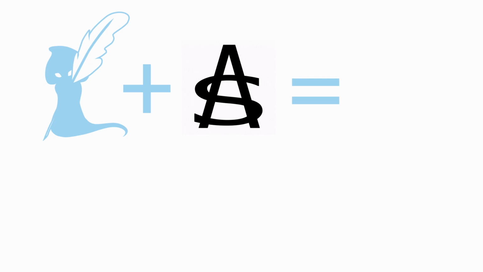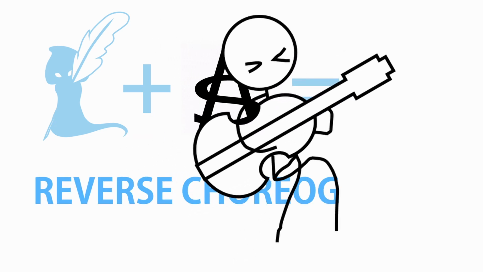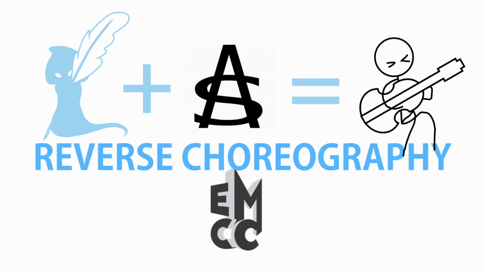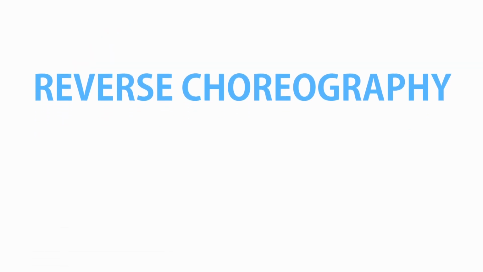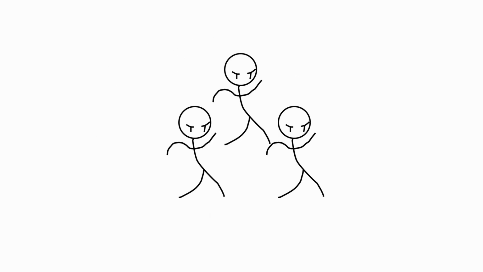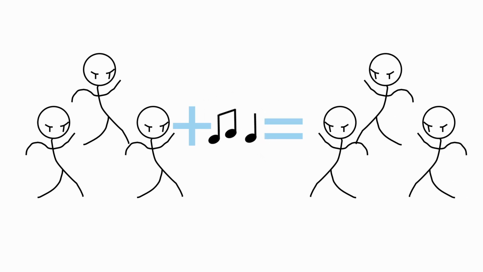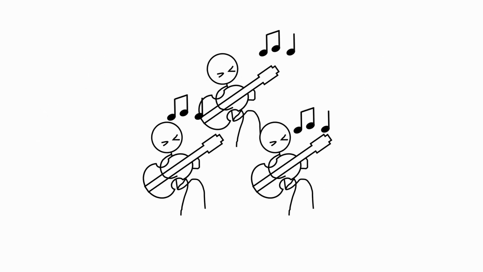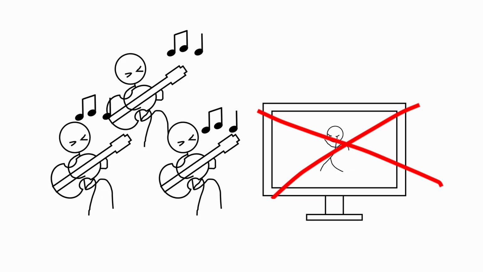I was very honored to collaborate with Afterscience to participate in a reverse choreography event that was organized by EMCC. So reverse choreography means the dancer dances to no music and the musician composes to fit the dance. This can be challenging to some dancers who are used to moving to music and some musicians who are used to composing without visual cues.